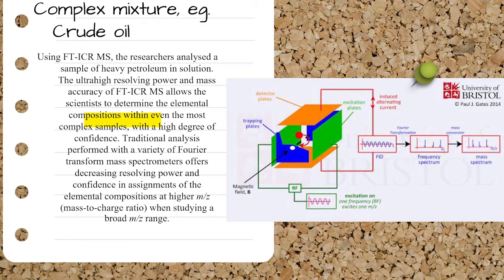FTICR-MS is also used by researchers to analyze samples of complex mixtures such as petroleum in solution. The ultra-high resolving power and mass accuracy of FTICR-MS allow scientists to determine the elemental composition within even the most complex sample with a high degree of confidence. Traditional analysis performed with a variety of Fourier transform mass spectrometers offers decreasing resolving power and confidence in assignments of the elemental composition at higher mass-to-charge ratio when studying a broad m/z range.